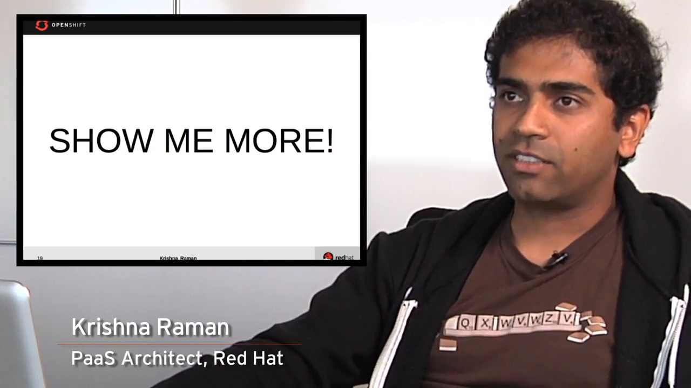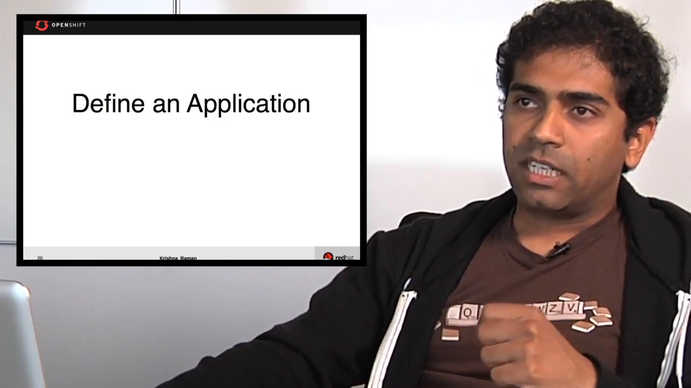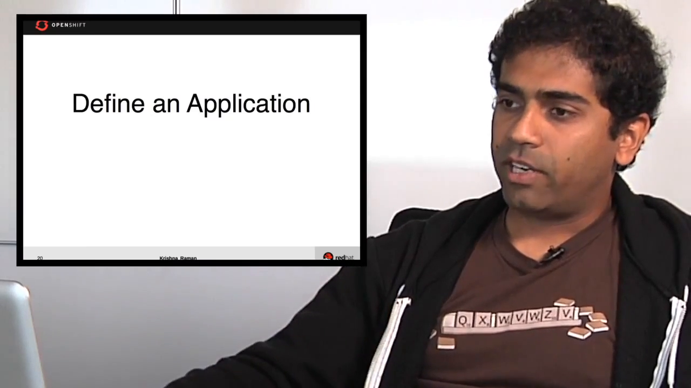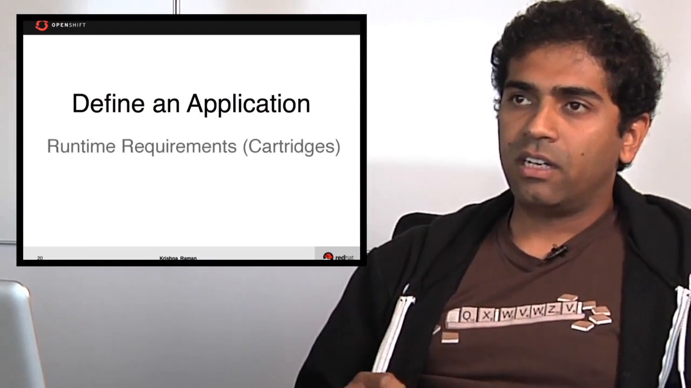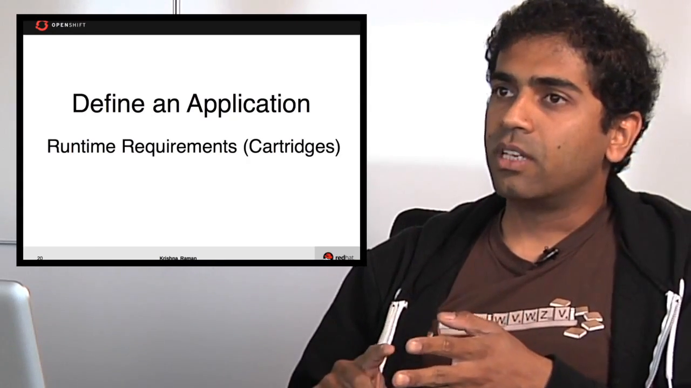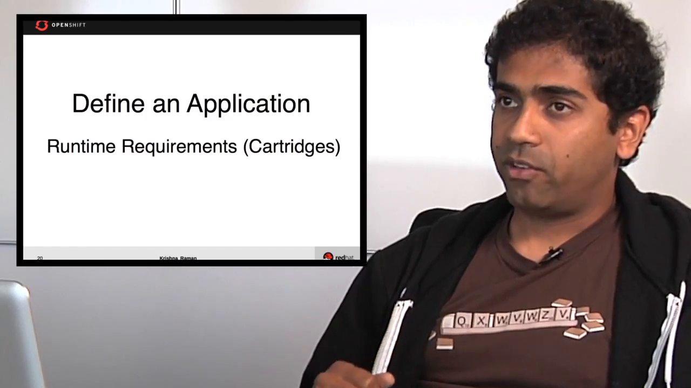Okay, so in all seriousness, multi-tenancy does give you a lot, but let's dig in a little deeper into what it takes to define an application. So in my view, an application contains two basic parts. The first part is the runtime environment, and these are your languages, your databases, message queues. In OpenShift, all of these are provided by cartridges.